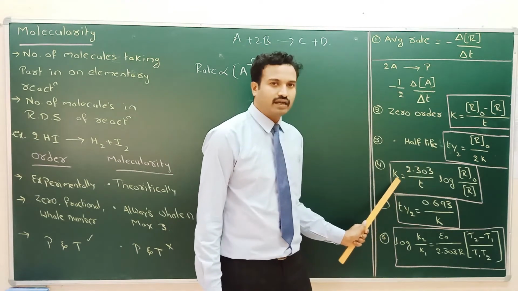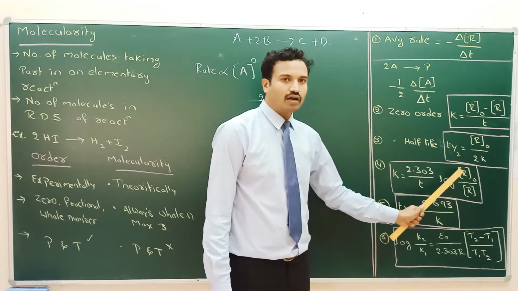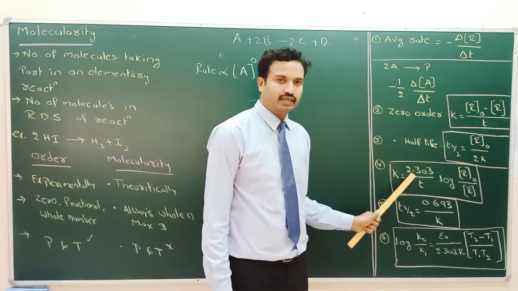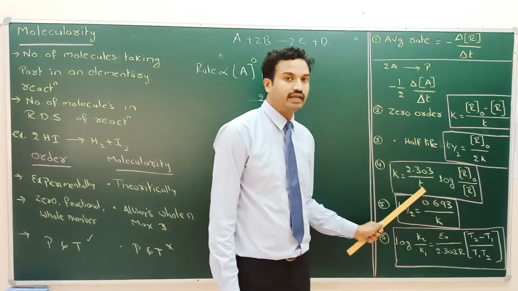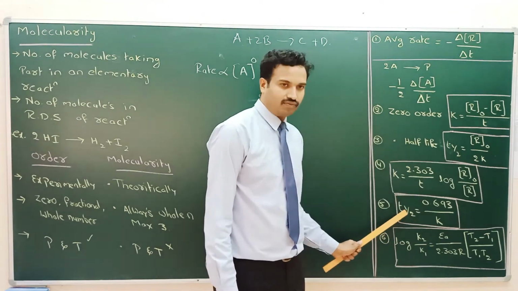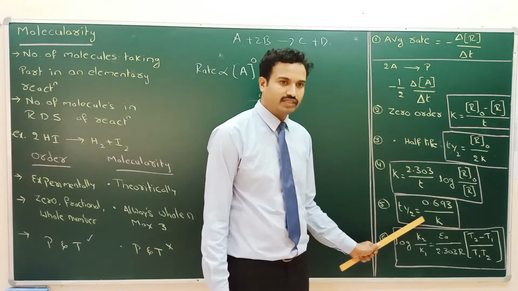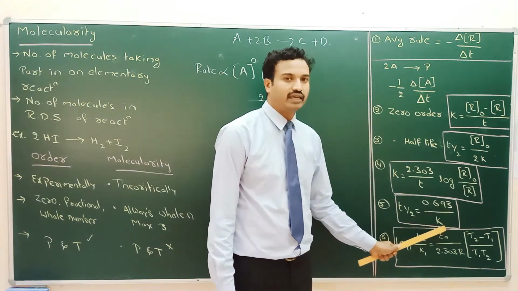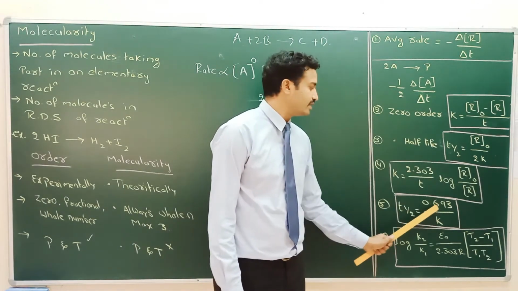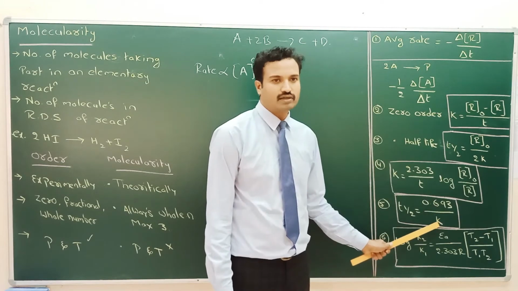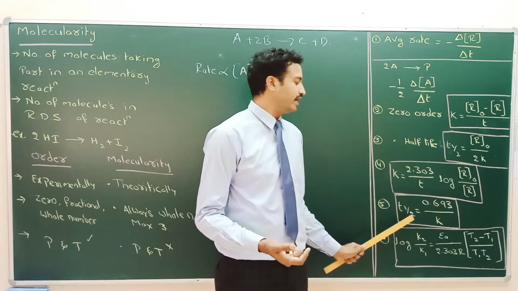Next, first order rate constant K is equal to 2.303 by T log R naught by R. 2.303 is a constant, time T, log R naught, initial concentration, R, concentration at time T. Next, half life for first order reaction. T half is equal to 0.693 by K. So first order half life is independent of concentration, it is constant. 0.693 is constant, K is also constant. So first order half life is independent of initial concentration, it is a constant.